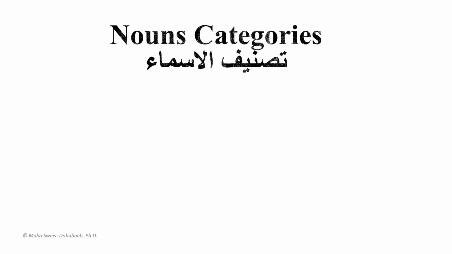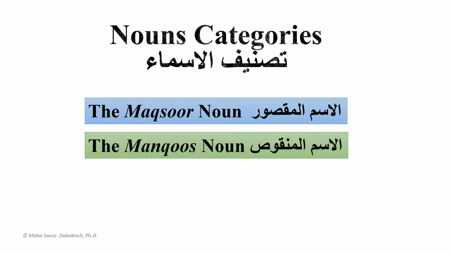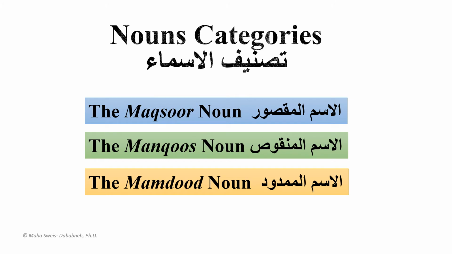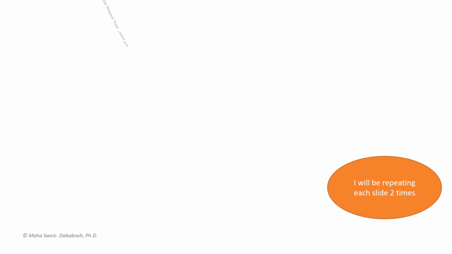Noun categories. تصنيف الأسماء. The first noun is الاسم المقصور. The second one, again, الاسم المنقوص. And the third one, الاسم الممدود. Let's do one by one. الاسم المقصور.